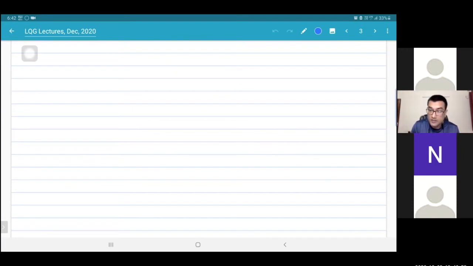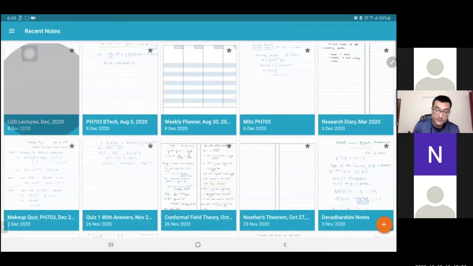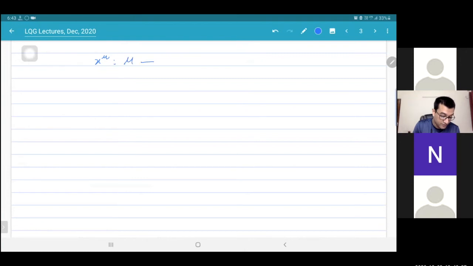So mu nu are space-time indices. Right. So when I say that I have some point in my space-time, how do I define coordinates on my manifold? Coordinates are given by a set of functions. So for instance, I have four functions: x mu. And each of these x mu is a function from my manifold to the real line, right? This is my set of coordinates on my manifold.